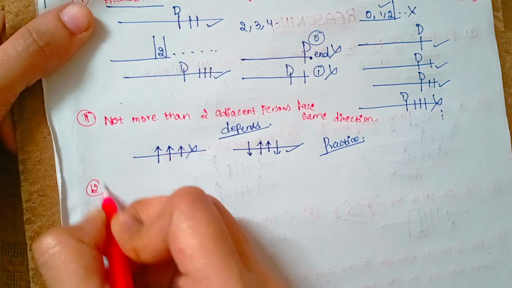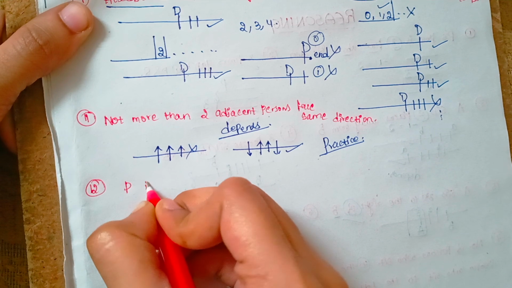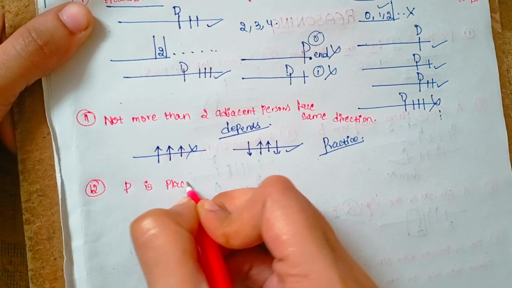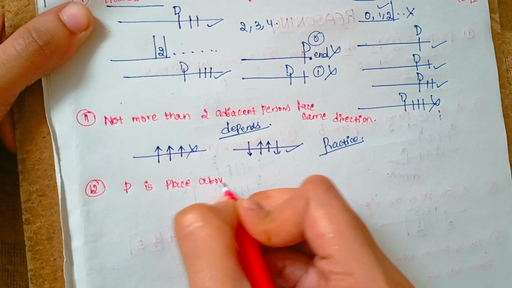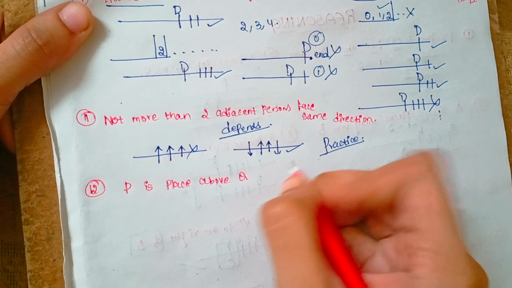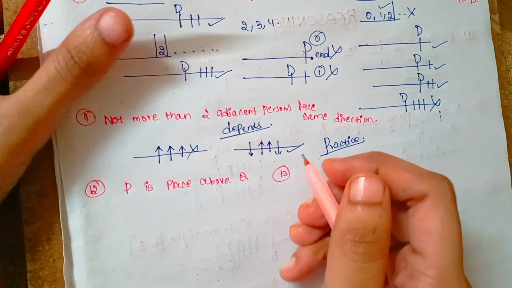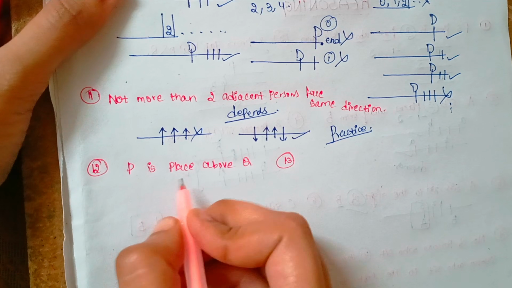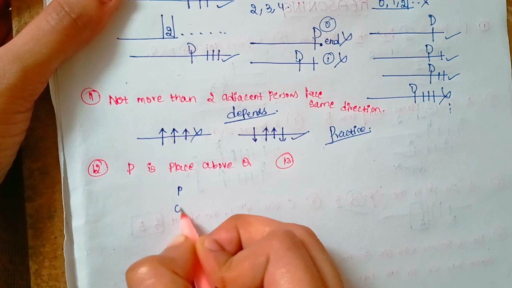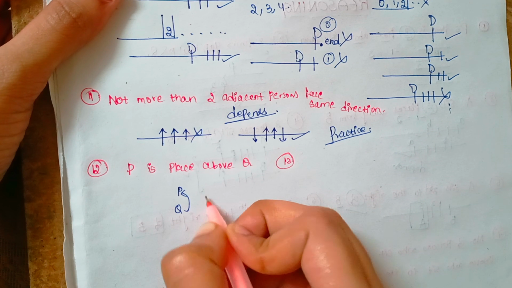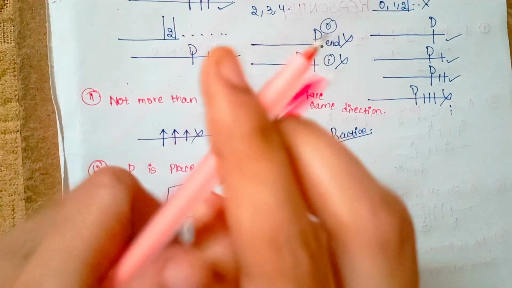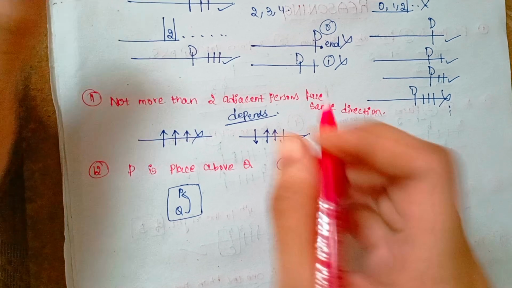Next statement is used in floors puzzle. P is placed above Q. I will write another statement simultaneously so that you can understand the difference. First I will write the answer here. P is placed above Q means it can be placed anywhere above Q. It doesn't mean it is just immediately above. It can be placed anywhere, especially in floor puzzles I am saying.